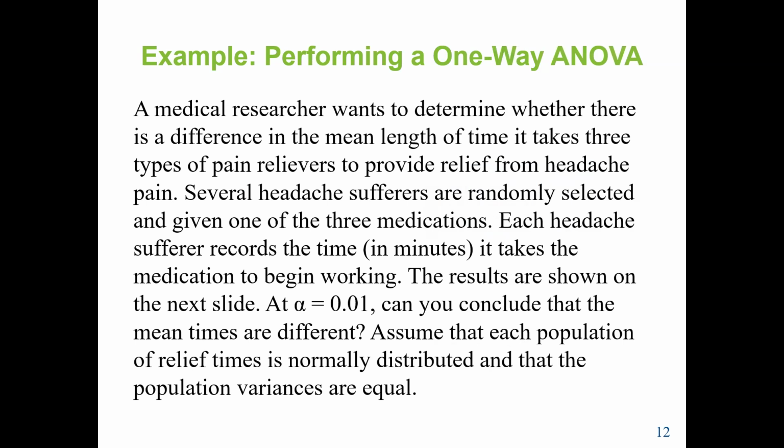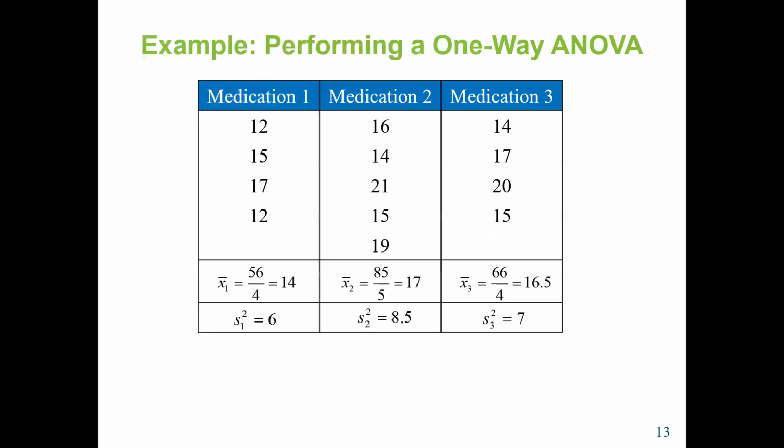Can we conclude that the mean times are different, assuming that each population of relief time is normally distributed and that the population variances are equal? If those 2 conditions are given, normally distributed and population variances equal, then we can do ANOVA. As we said earlier, ANOVA also is a parametric test. So this is the data given to us.